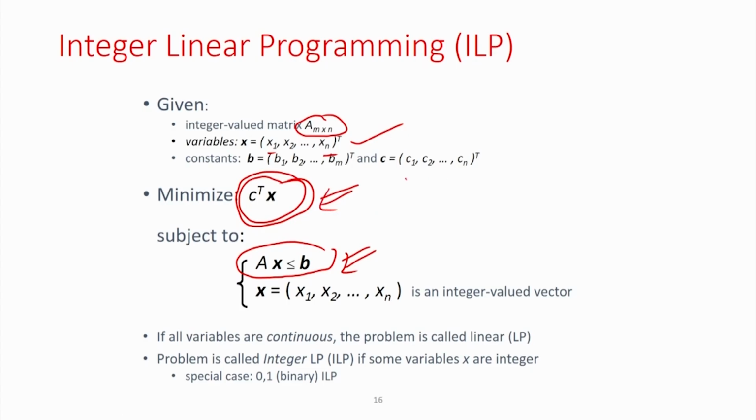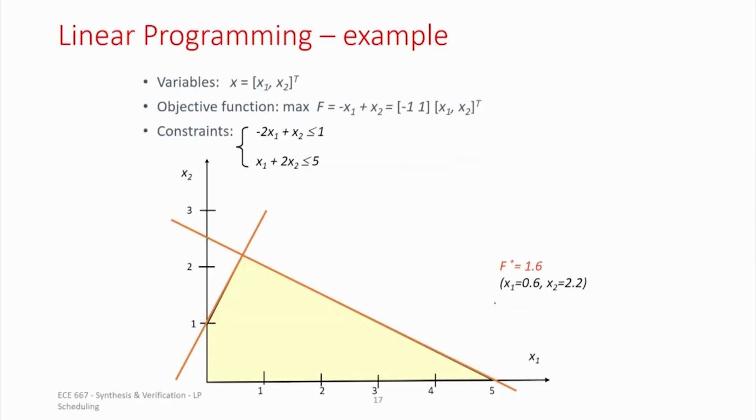Where C is a constant vector, and B is also a constant vector. This is the formulation, and if your variables are continuous, then it is a linear programming problem. If the variables x 1 to x n are integers, then it is an ILP. Okay, so let us take an example.